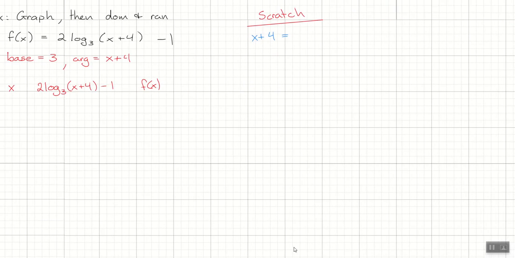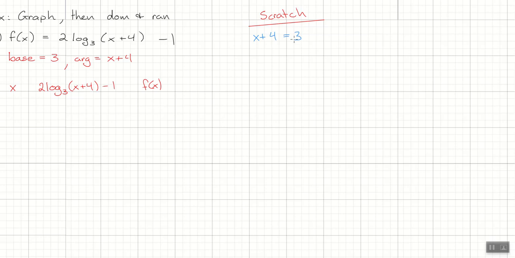What's the base? 3. Heads up, 0 doesn't work because you're never going to get 3 to some power to be 0. You cannot use it. That's our asymptote when the argument's 0. But check it out. Can I solve this? What do we get for x?